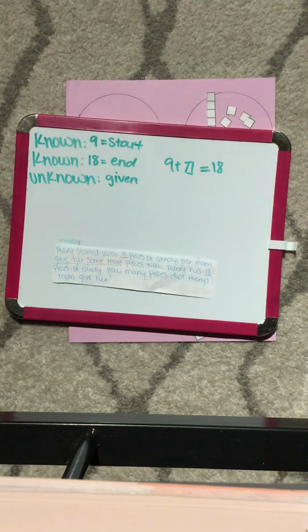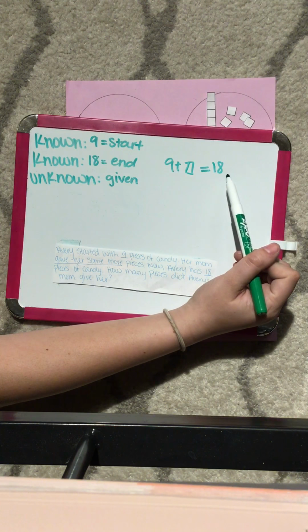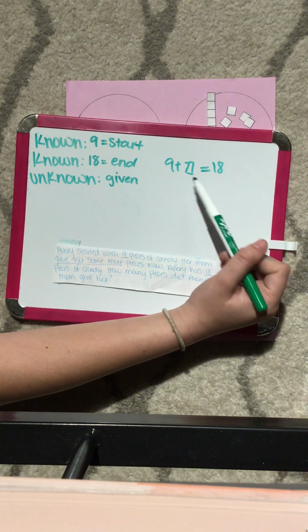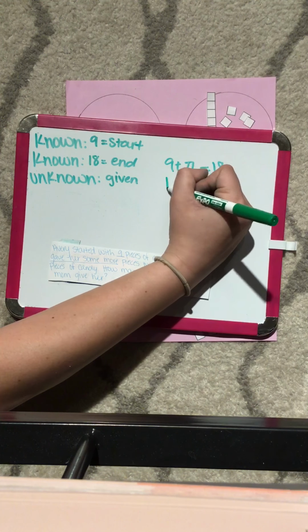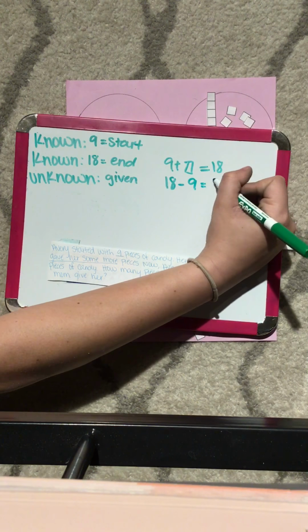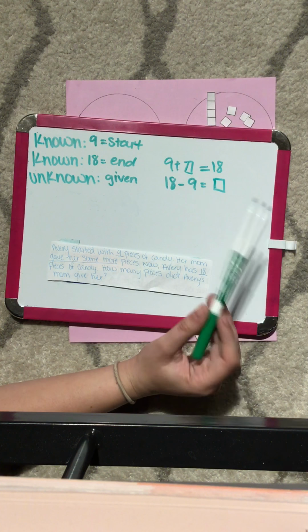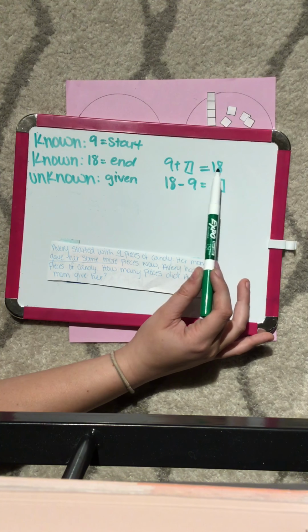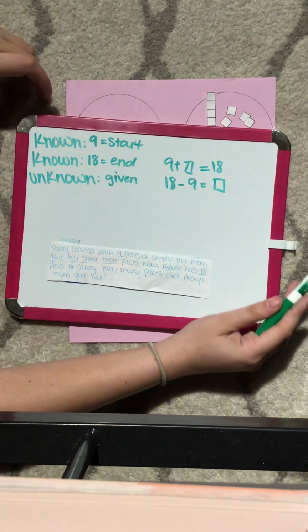Now back to our problem. Since we know that addition and subtraction are inverses of each other, this allows us to rework our problem. Right now it's an addition problem, but we need it to be a subtraction problem in order to find our missing value. So we'll rewrite it as 18 minus 9 equals our missing value. We know that they're inverses of each other because 9 plus our missing value will equal 18, and 18 minus 9 will equal our missing value.